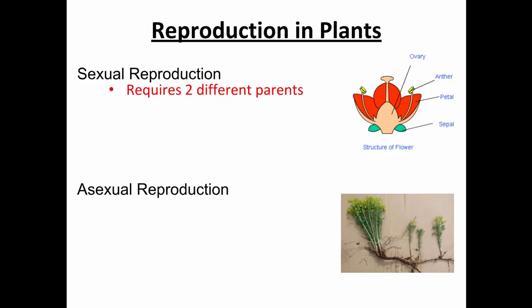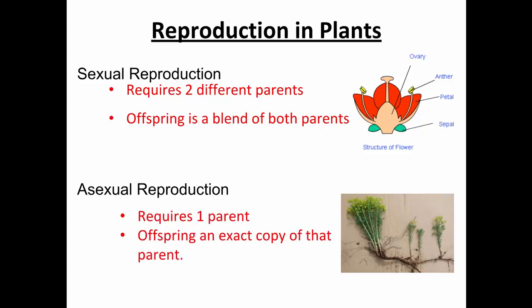Plants, for sexual reproduction, just like in other organisms, require two parents. The offspring can be a blend of characteristics from each parent. But sometimes plants can also reproduce asexually. And as in other organisms, in asexual reproduction only one parent organism is involved, and it basically produces copies of itself.